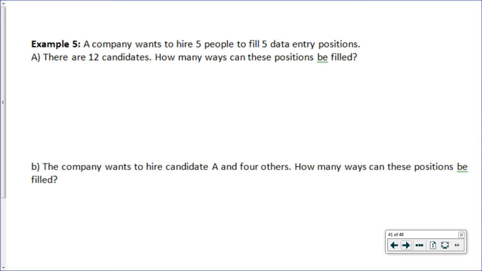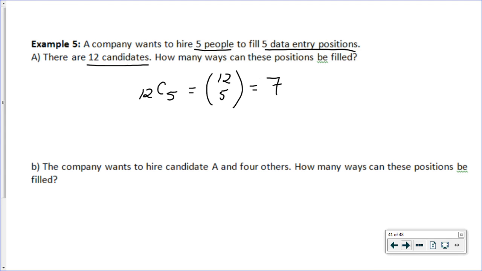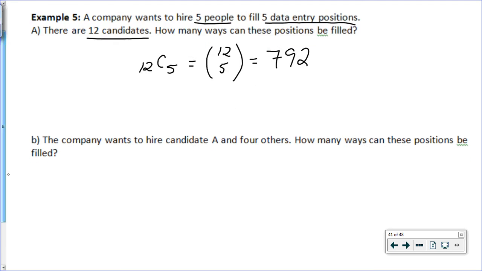This might be another point to pause the video and try this one yourself. Read through and think about what to do here in part A and B. All right, hopefully you gave that a shot and tried to figure out how to enter the combinations into your calculator. A company wants to hire 5 people to fill 5 positions that are identical. There are 12 candidates. How many ways can these be filled? Well, that's simply 12 choose 5. And remember, I could write it like this. And in my calculator, if I pop that in there, I get 792.